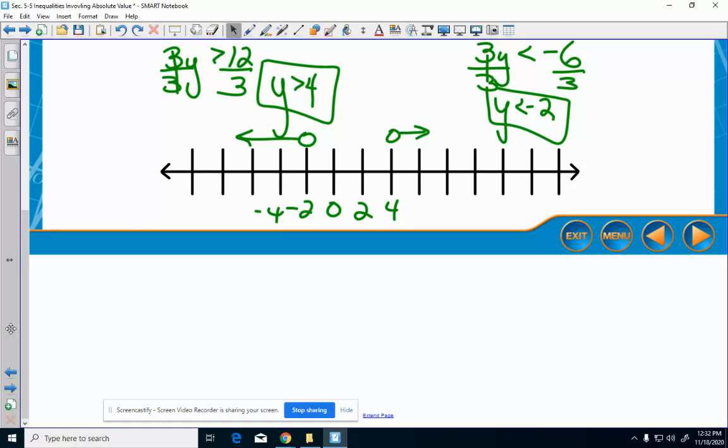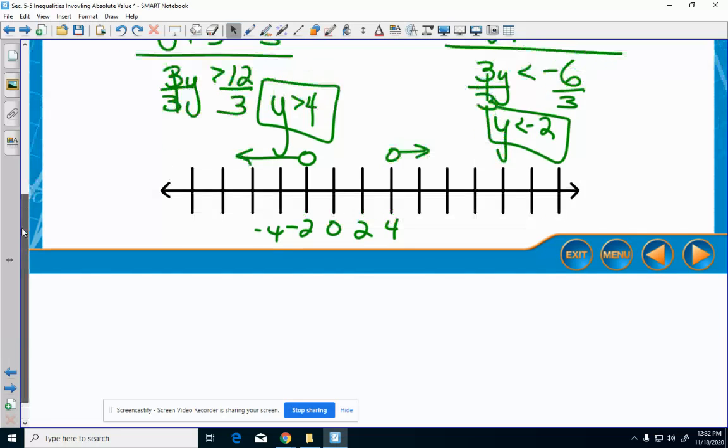Because it's an "or," you're only requiring how many things to be true? Just one. So it doesn't matter if you pick anything bigger than 4, or if you pick anything less than -2, that's an answer. Okay, but it's nice to know before you ever start what it is you're supposed to see.